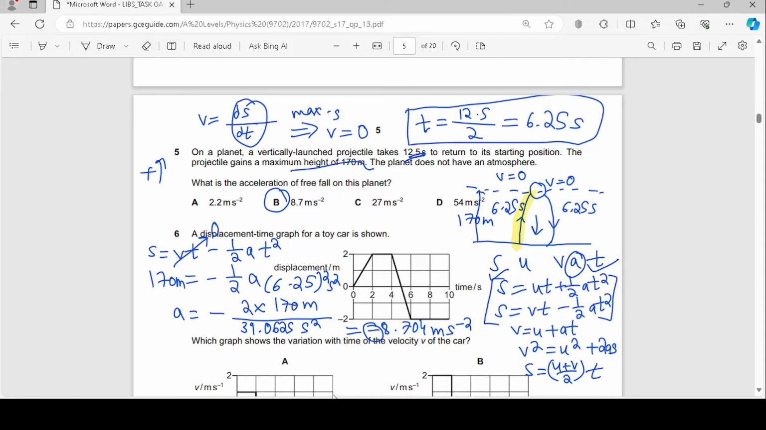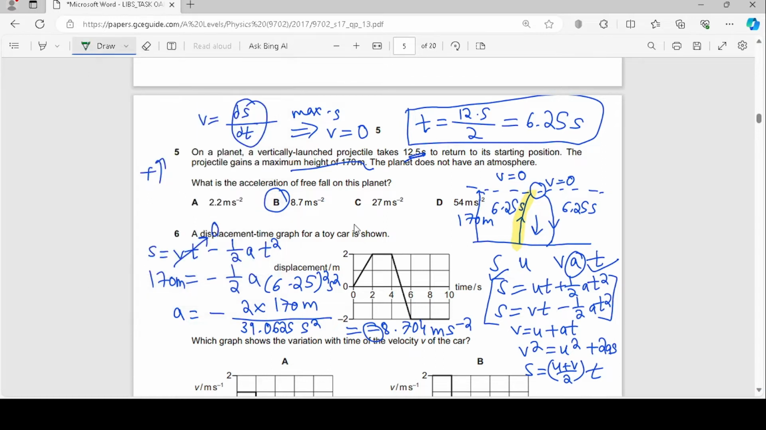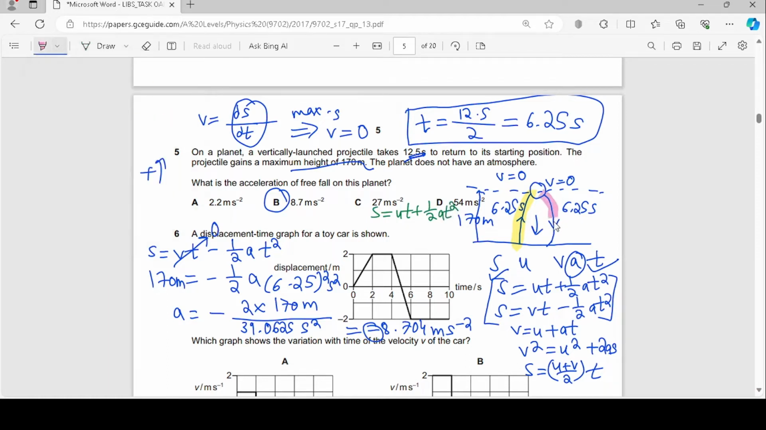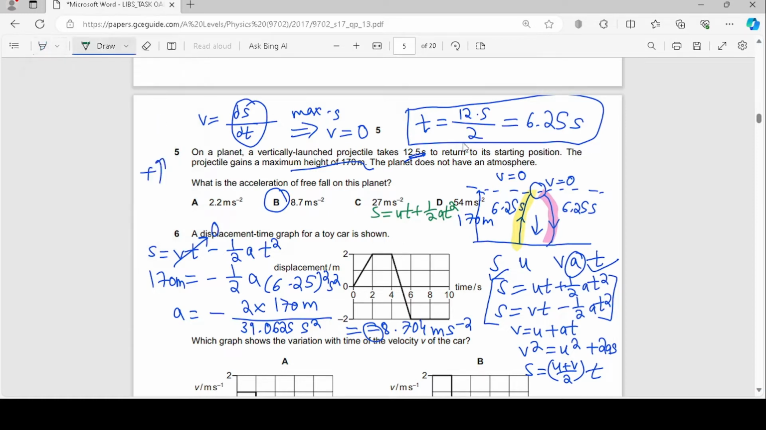Let me also clarify one more thing, that I use this equation S equals vt minus half at squared. As I mentioned before, you could very well use the equation S equals ut plus half at squared as well. And instead of considering the first half of the journey, you could consider the second half of the journey, which I'm highlighting in pink. In the second half, you start from the maximum height, so your u equals 0 here.